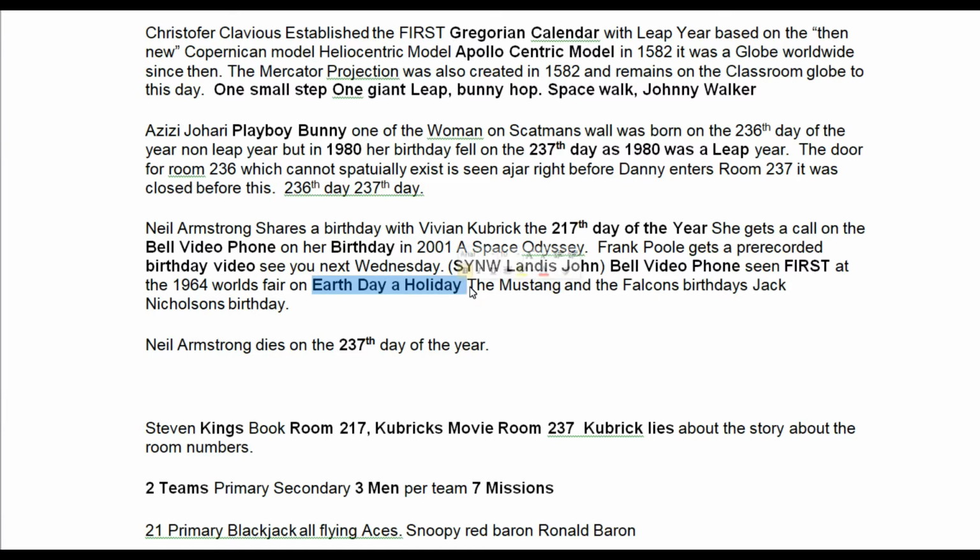April 22nd is the birthday of the Mustang and the Ford Falcon, the first unibody vehicles. So these are the first. Once again, I didn't even put that in here. I'm getting sloppy. So the first unibody cars are the Mustang and the Falcon, Ford Falcon. They're sister cars. They share the 289.